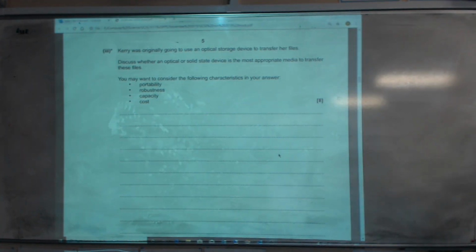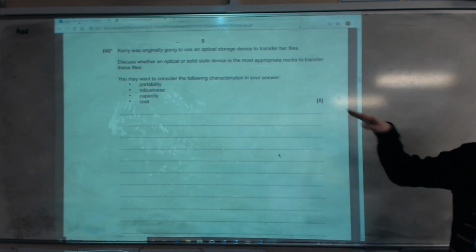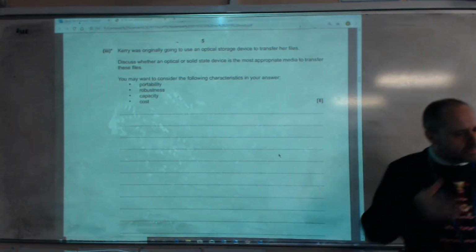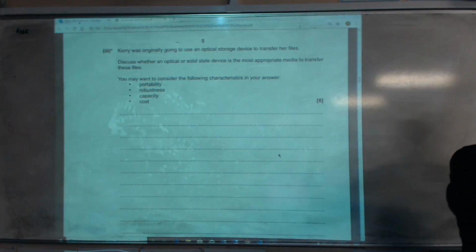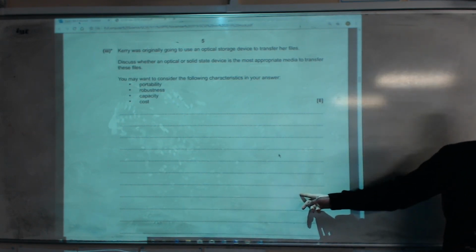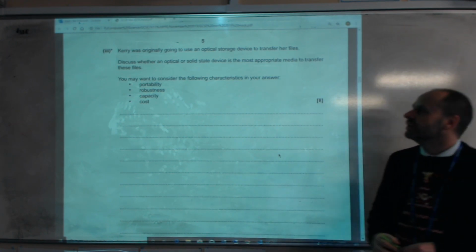So you must make sure that your discussion covers, and it is a discuss question because it says discuss, which means you need to contrast, don't you? If you're discussing, no one's saying what the answer is. They're not bothered about that as long as your conclusion leads off of your discussion.